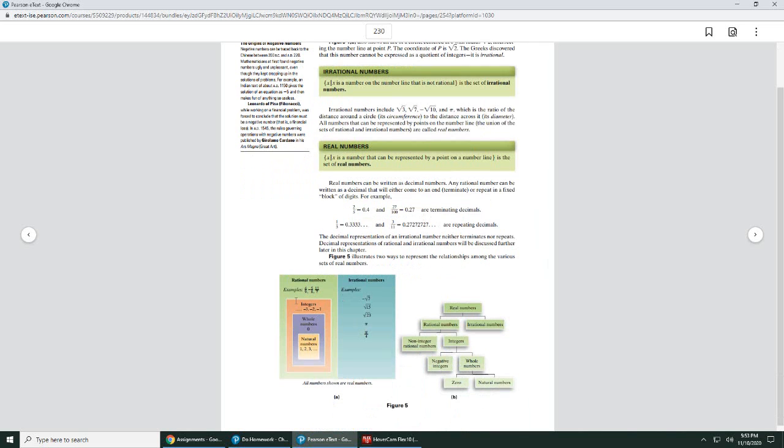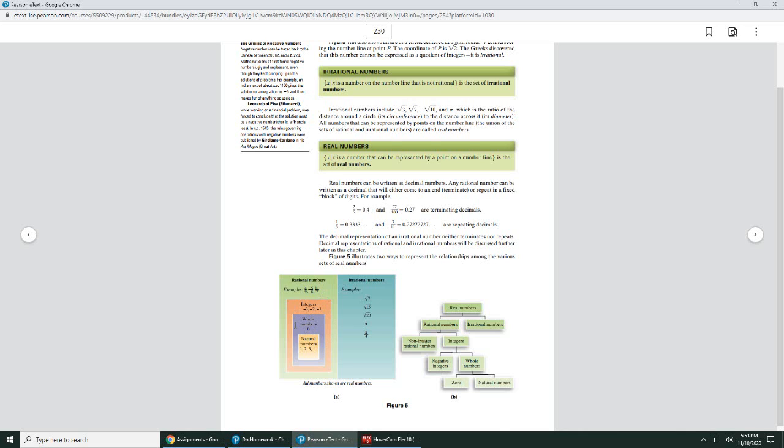So here's a little image breakdown separating numbers into their groups. You have rational and irrational. All of these are under the real number umbrella right here. And then those two groups are separate. They don't overlap. But every integer is a rational number. Every whole number is an integer. Every natural number is a whole number. So it starts inside and goes up. It just gets smaller groups.